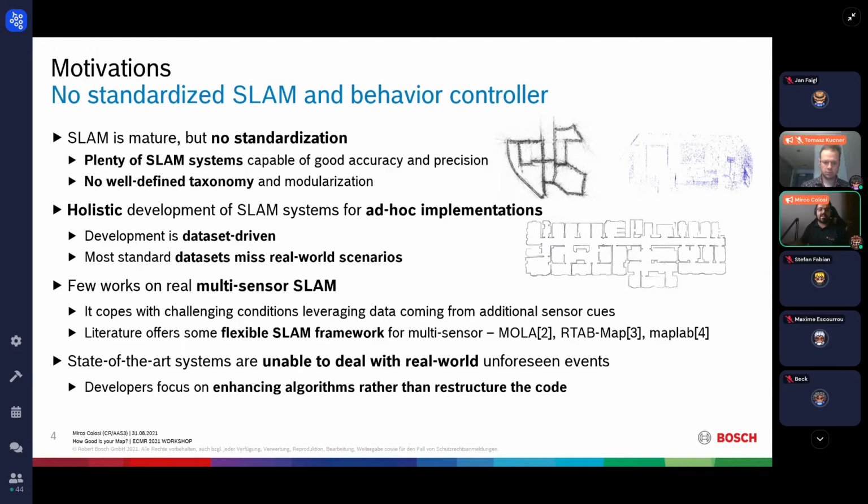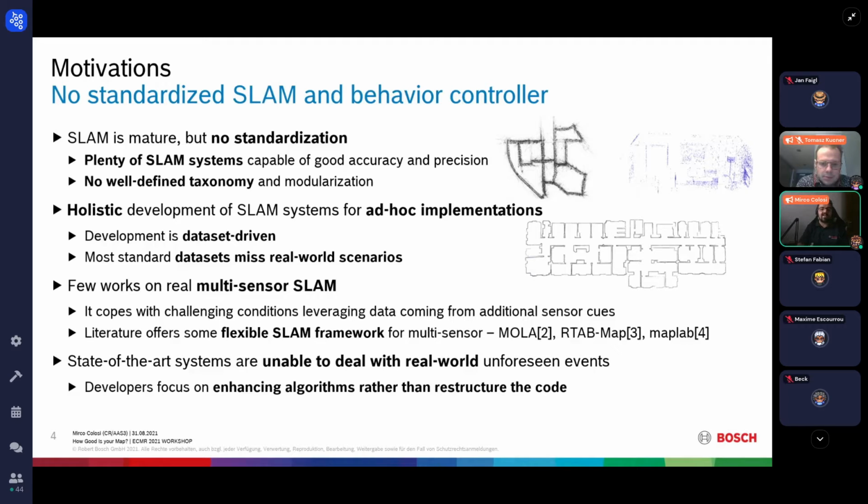Another flaw, in my opinion, in the SLAM community is that there is little presence of multi-sensor SLAM systems. This kind of system brings robustness, a more robust estimation, leveraging data coming from redundant or orthogonal sensor cues. Luckily, in the latest years, the literature has been enriched with some flexible multi-sensor SLAM frameworks such as MOLA, EarthUbMap, MapLab.